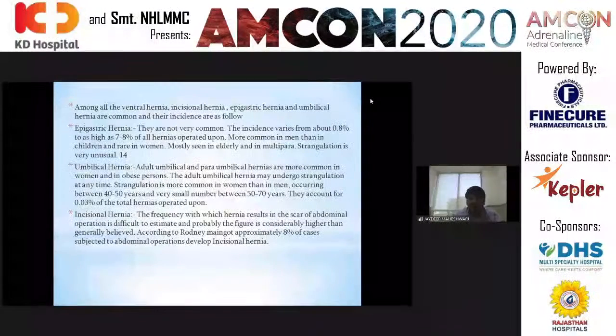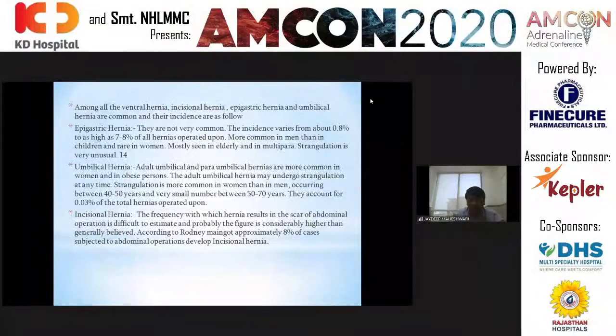Among all the ventral hernias, incisional hernia, epigastric hernia, and umbilical hernia are common, and their incidences are as follows. Epigastric hernias constitute 7 to 8% of all ventral hernias, and they are most common in women. If seen in a female, the risk factor is multiparity, and strangulation is very unusual. Umbilical hernias are more common in women and in obese patients, and strangulation is more common in women. The incidence is more in 40 to 50 years of age, and they account for only 0.03% of the total hernias.